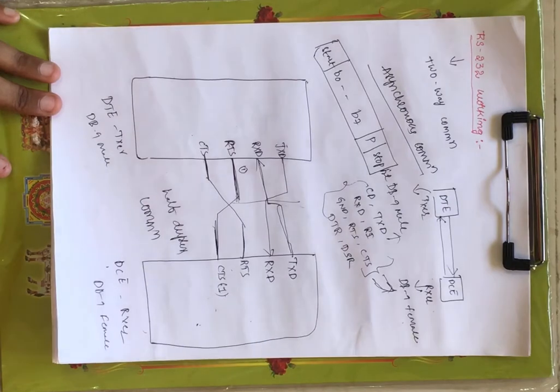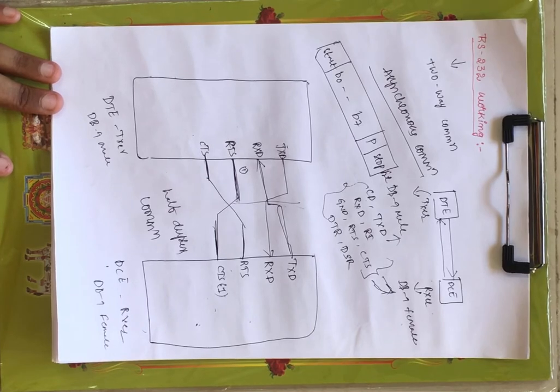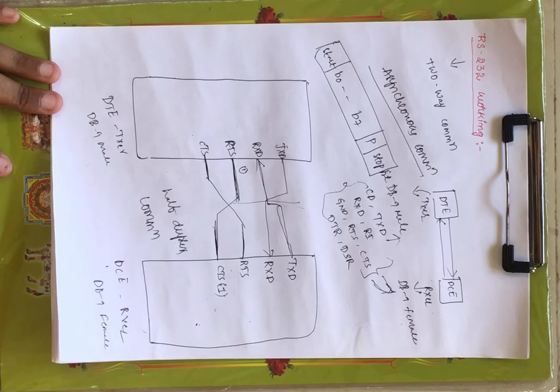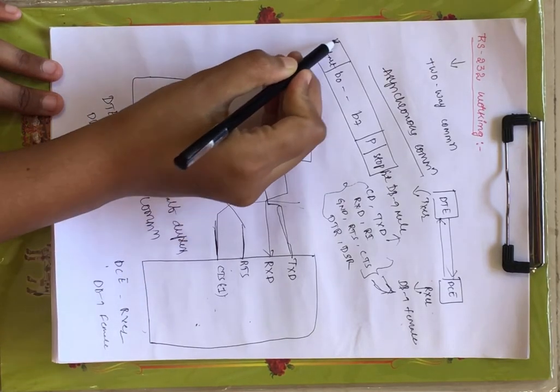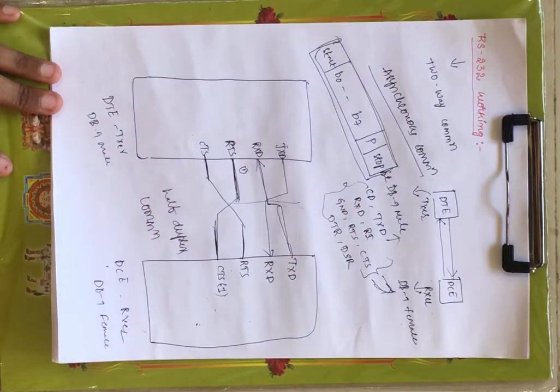Now for example, consider this. Since it is an asynchronous communication, along with the data bits, a start bit and a stop bit are also included. This we have seen under synchronous and asynchronous communication. First the transmitter sends the start bit to the receiver. Here this is the actual frame to communicate between your DTE and DCE.